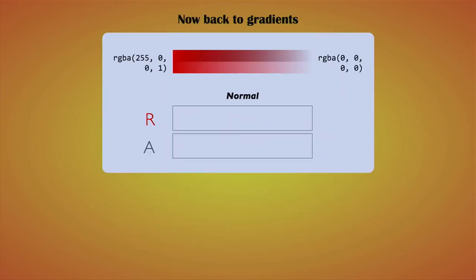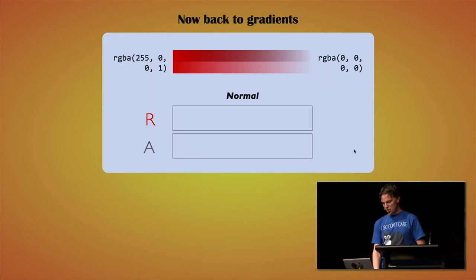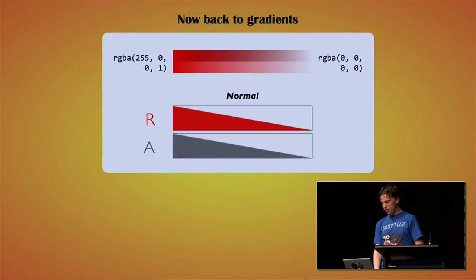So back to gradients. We have two gradients here. They are both defined exactly the same way. The top one is the old style that Safari will still render, and the bottom one is with pre-multiplied alpha. The reason the top one happens is that if we graph out the values of red and alpha all the way along this gradient, they're both going from full to none.